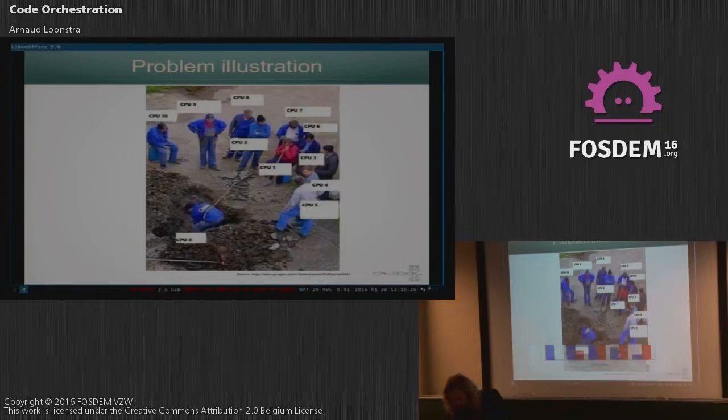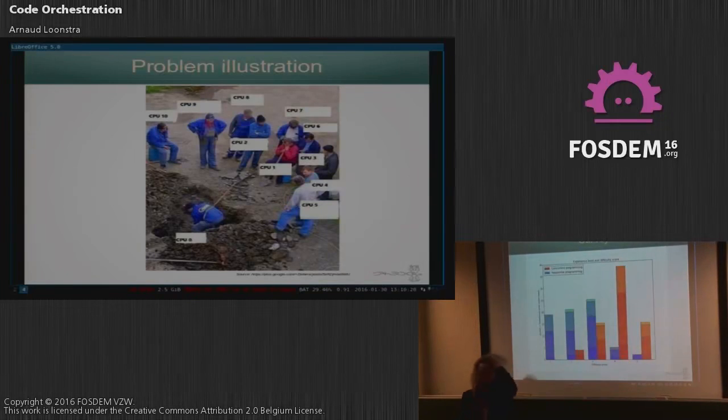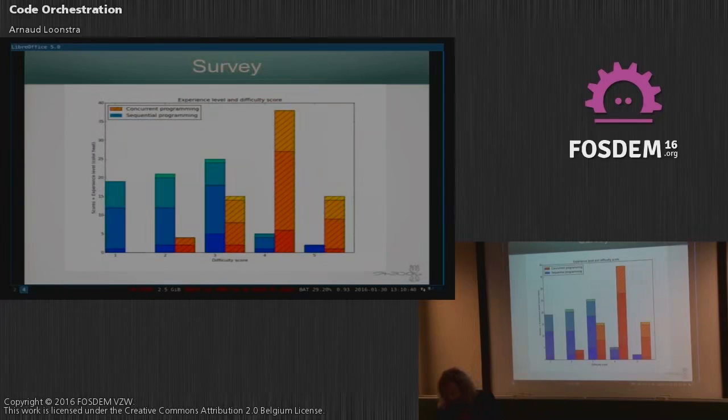Anyway, just to be sure, I conducted a survey in creative coding communities with exactly this question. The blue colors represent sequential, normal programming, and the red colors represent concurrent programming. You see a score from 1 to 5, 1 being very easy, 5 being very difficult. Well, it's quite clear that it's experienced as being very difficult.